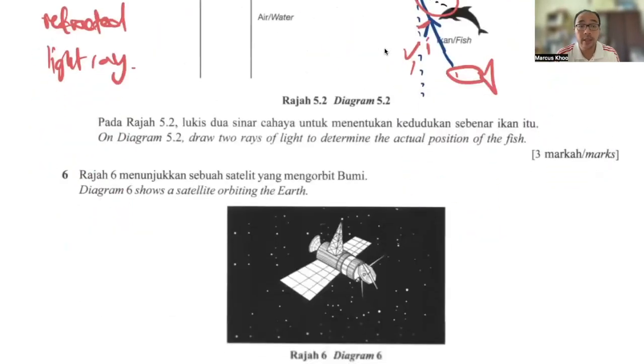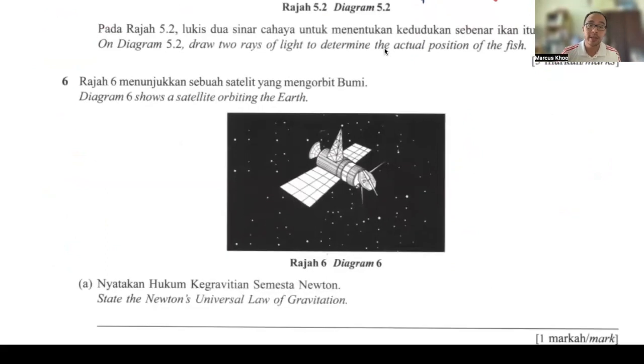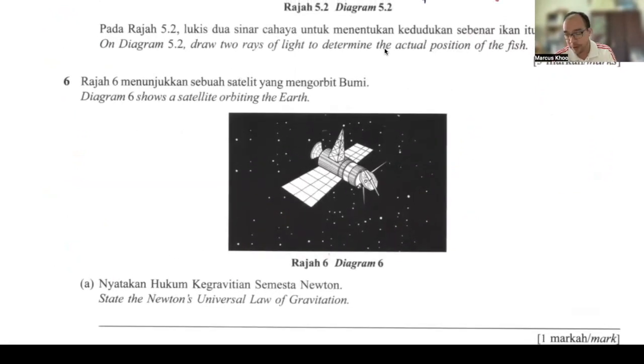Okay, diagram 6. Let's go to question number 6. It shows a satellite orbiting the Earth. State Newton's universal law of gravitation. Okay, it's a very, very long law, and you have only this much space to write in, so I'm just going to give you the basics. Of course, you need to know the full sentence.